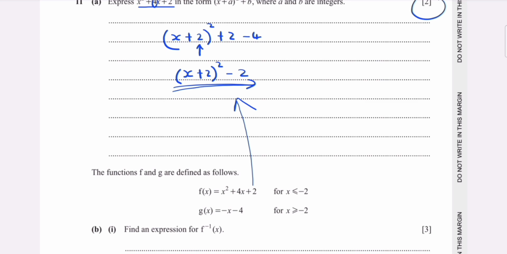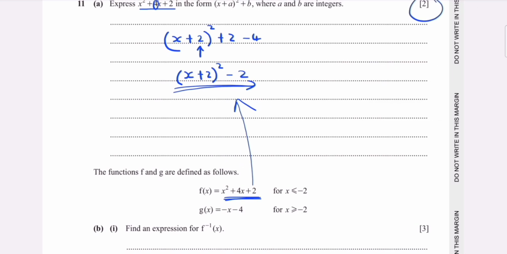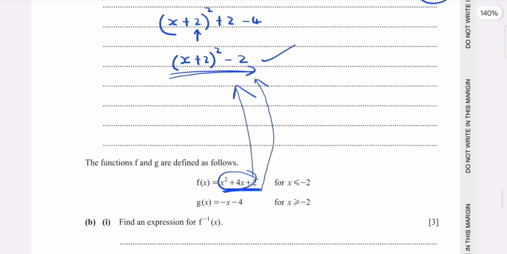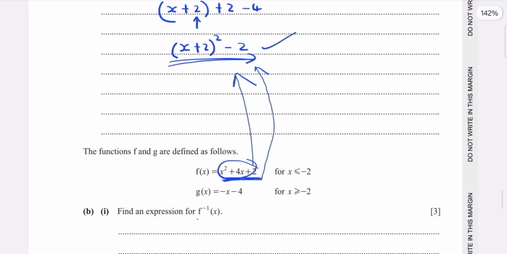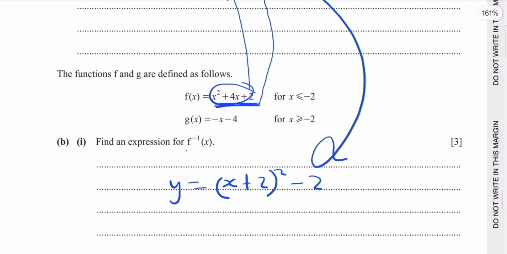Right, so going forward with this expression, I will be using this instead of this, right? Because I feel like this will make our calculations easier to work with than this one, especially for this next part, which is saying find the inverse of f of x. Because if we're using this, we just say that's y equals x plus 2 squared minus 2, right?